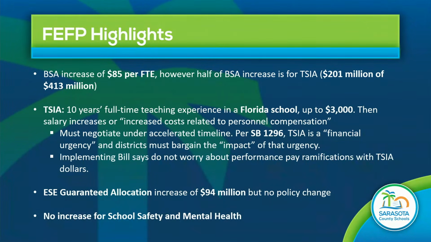The ESC guarantee allocation had an increase of $94 million across the state, but there were no specific changes to any policy in that. And across the state, while we saw very slight increases, there was no increase to the total allocation for school safety and mental health statewide.